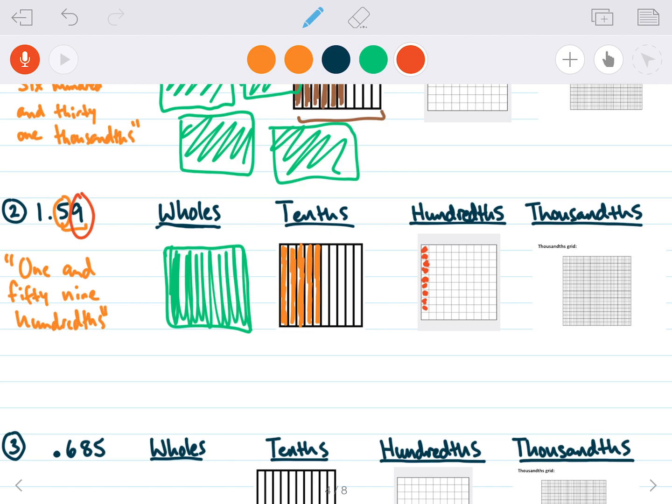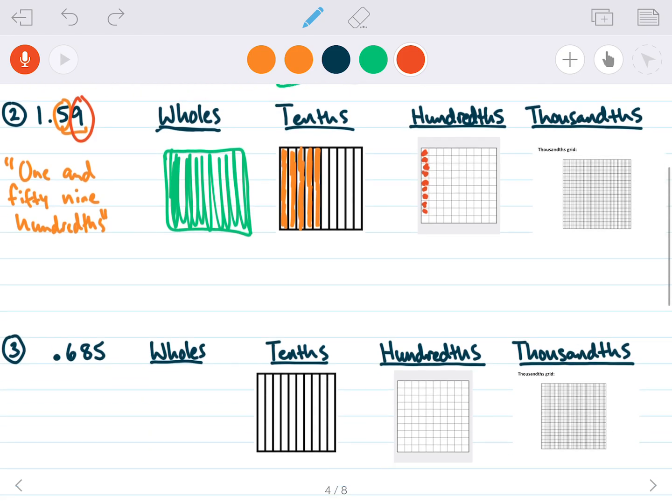So again, this represents a whole and some parts, right? It's not quite 2 wholes. It's 1 whole, 5 tenths, and 9 hundredths. And imagine squishing these together. That's how much of a whole cake you're going to have. So 1 whole cake and 59 hundredths of a cake.